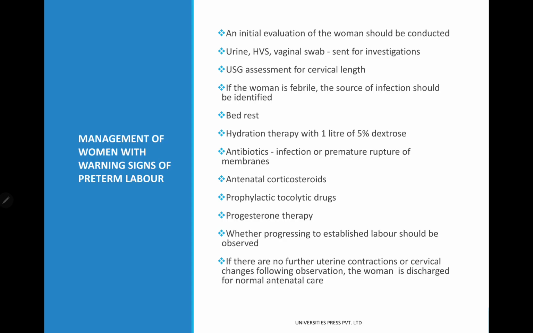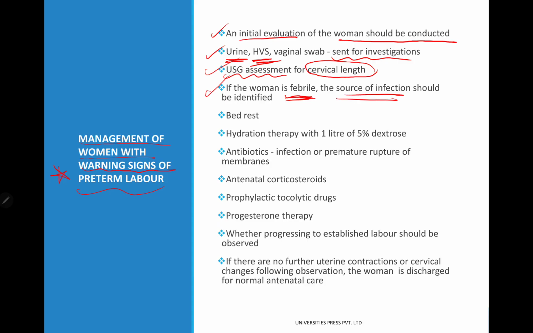Now, management of women with warning signs of preterm labor. How am I going to do this? First, an initial evaluation of the woman should be conducted. Urine as well as a high vaginal swab should be sent for investigation. Then ultrasound assessment, very important: ultrasound assessment for cervical length is a must. And if the woman is febrile, the source of infection should be identified. It's very important to identify the source of infection.